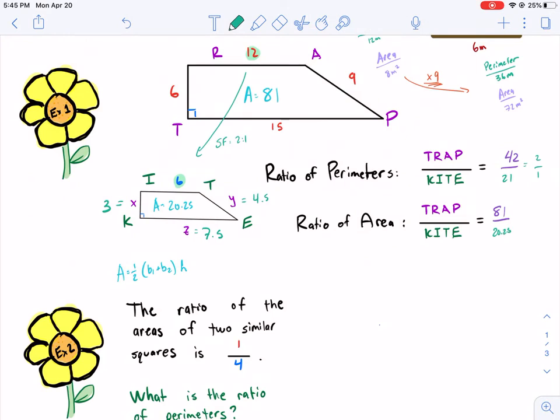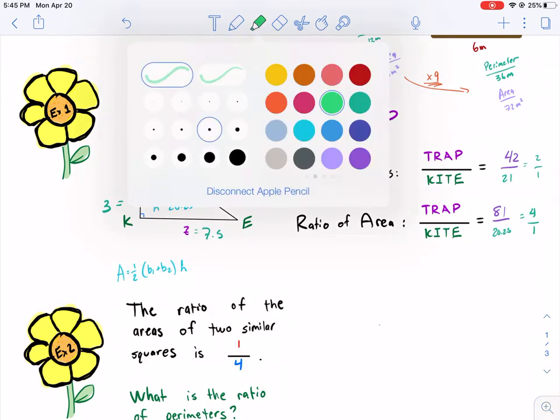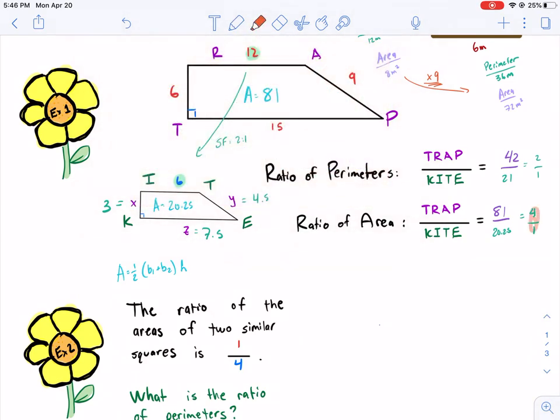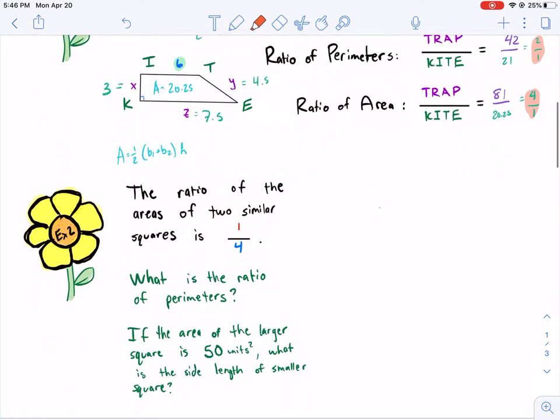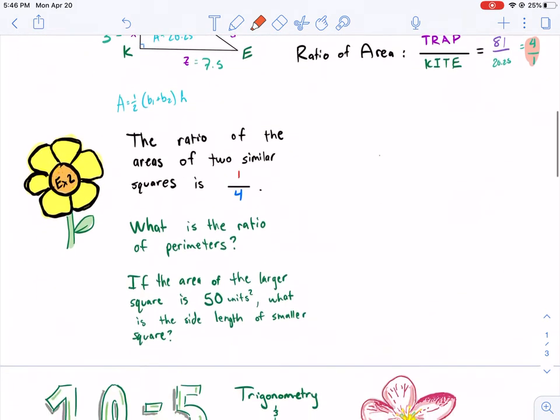How do these two relate to each other? Well, let's do 81 divided by 20.25. What do we get? We get 4-to-1. That's exactly what we expected to happen based on the principles we learned above, okay? So the new ratio is 4-to-1, and you'll see that's 2 squared over 1 squared. That's the same thing. Let's move on to example 2.